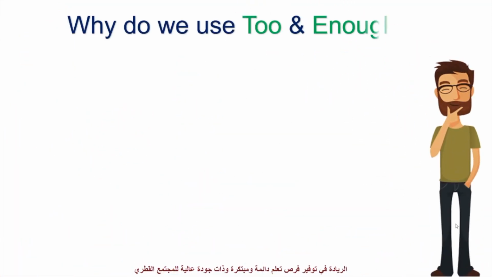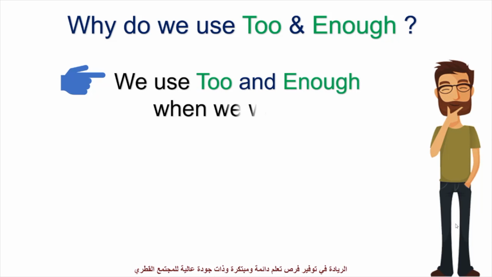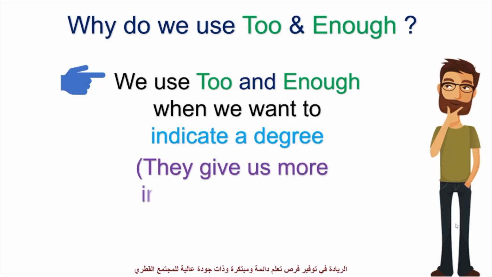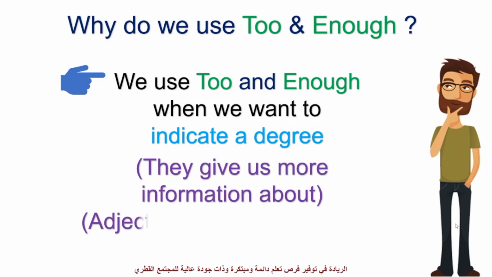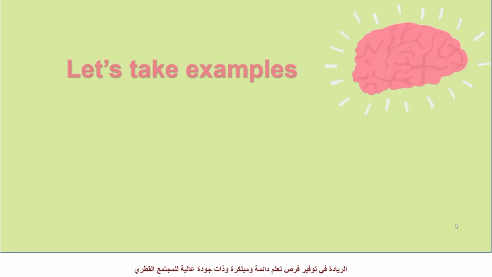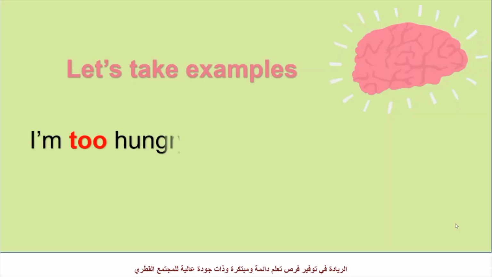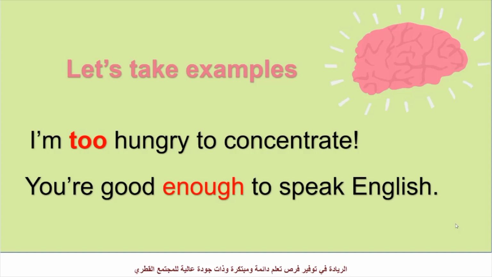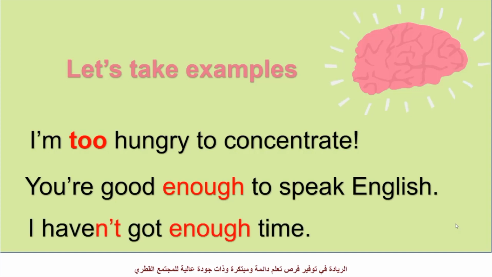Why do we use too and enough? We use too and enough when we want to indicate a degree. They give us more information about adjectives, adverbs, and nouns. Let's take examples. I am too hungry to concentrate. You are good enough to speak English. I haven't got enough time.